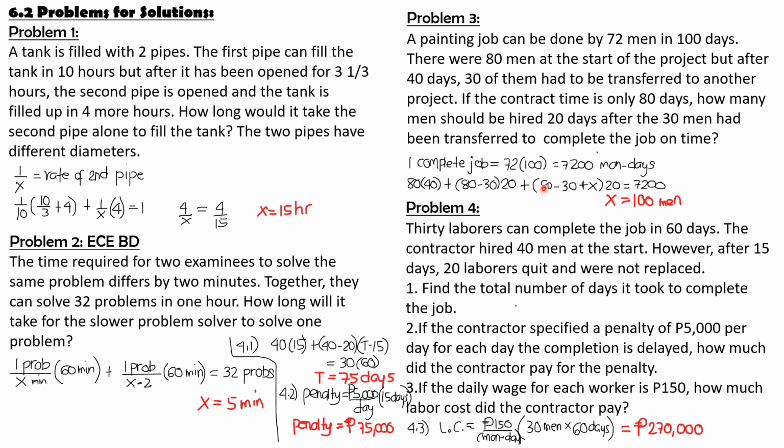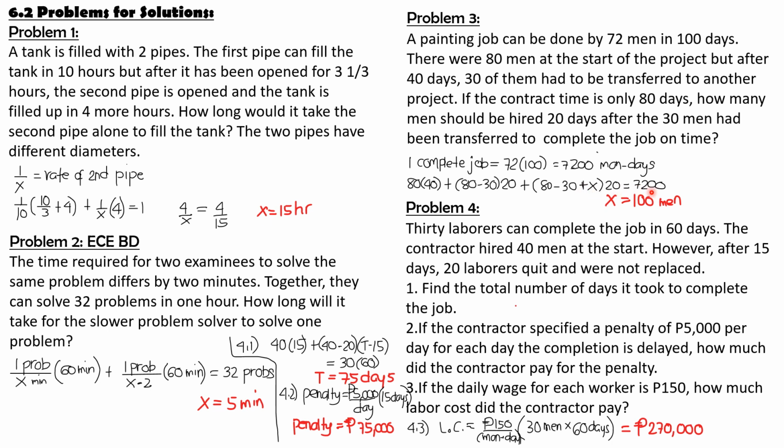So present or current strength of workers, 80 minus 30, then the additional, then times the remaining time would be 40 days plus 20 days is 60 days. Then since the contract time is 80 days, there will be 20 days left for this additional x men to work with the remaining manpower of 50 workers. So 50 plus x times 20, then we equate to one complete job.